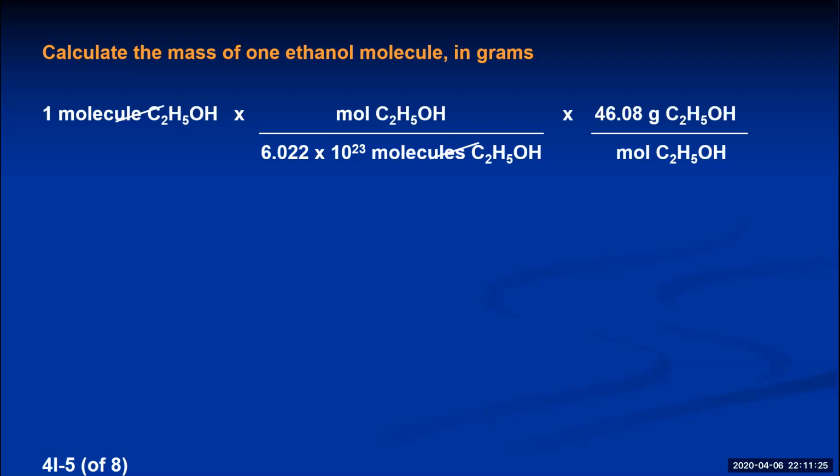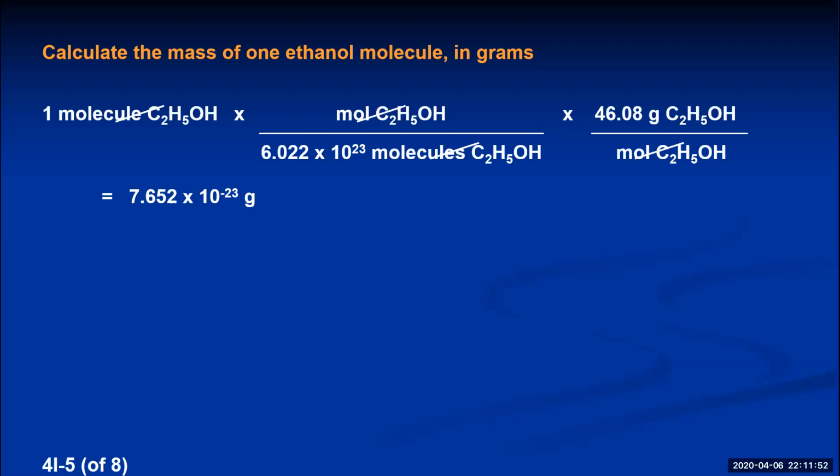Mole on the bottom, 46.08 grams on the top, moles cancel out, and if I multiply this through, then I'll have the number of grams that one molecule of ethanol weighs. The one molecule was a counted number, so I'm actually multiplying and dividing by a pair of 4 significant figure numbers. So my answer will come out 4 significant figures, and I get one ethanol molecule weighs 7.652 times 10 to the minus 23rd gram.